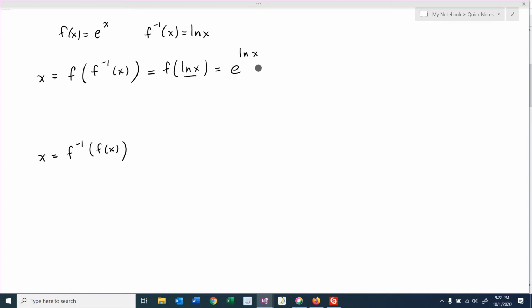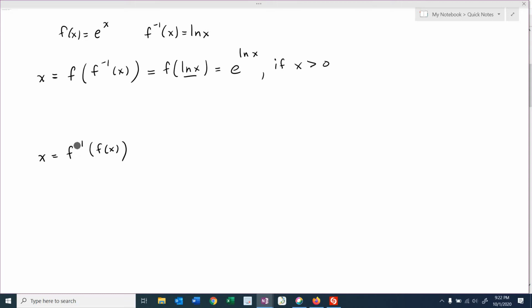Now there are some restrictions here. Natural log of x is only defined if x is positive, and that's why we have that restriction. Okay, so that's where that first property comes from.